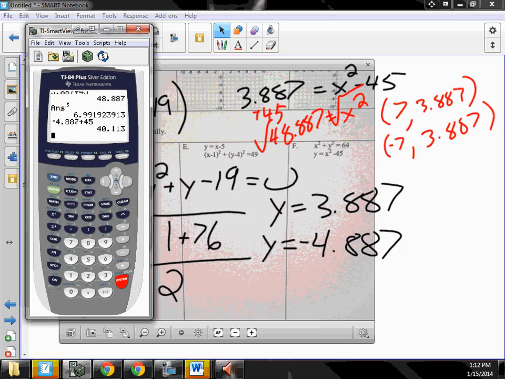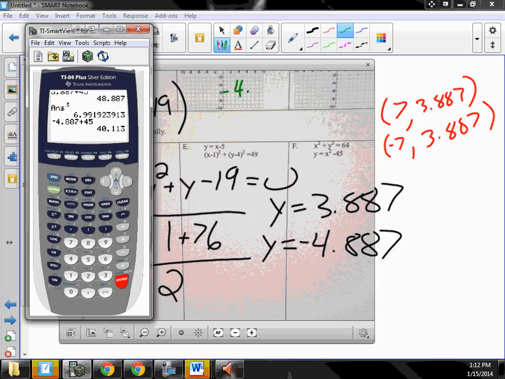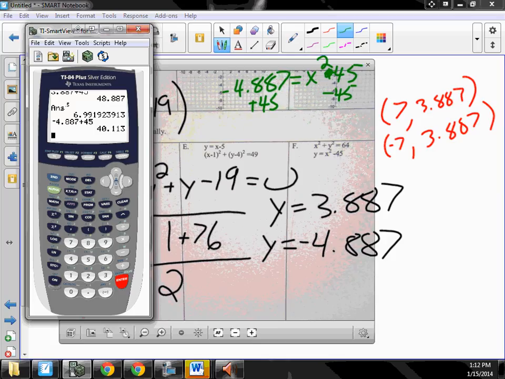Are we lost? Am I going too fast? Okay, let me write. Okay, so negative 4.887 equals x squared minus 45. So I add 45, and I get 40.113 equals x squared. Now I take the square root, and I get plus or minus.